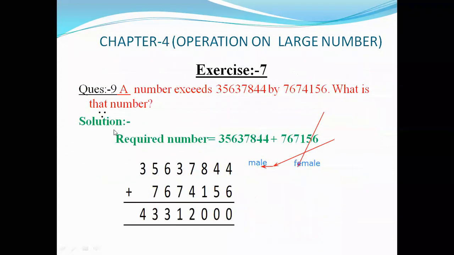Now the next question is question number 9. This is another type of question. According to the question, this is the solution. And what is the question here? A number exceeds this by this. What is the number? Exceed means greater. That means the required number, when we add this number to this number, we get the exceeding number.